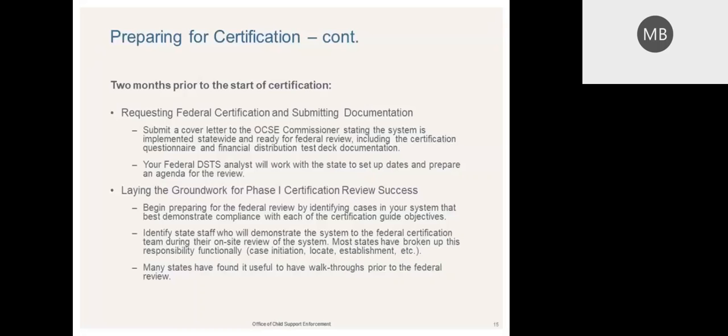You can find all the information regarding the certification process in Appendix A of the guide. The Appendix is arranged in sequential order to provide a step-by-step of the certification process. The keys to a successful certification review are following the instructions in Appendix A of the guide and working closely with your assigned federal analyst.